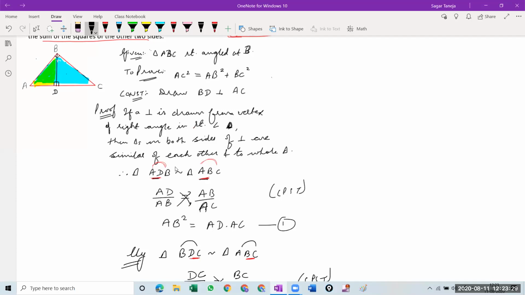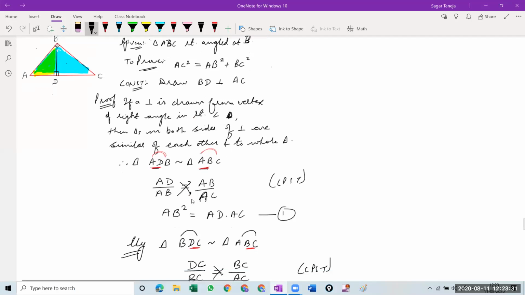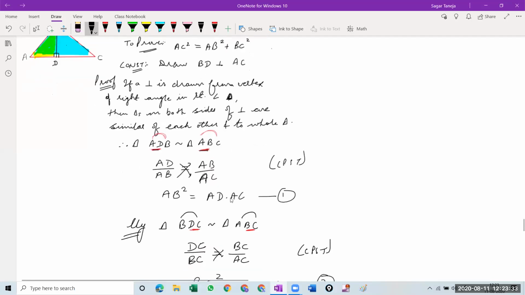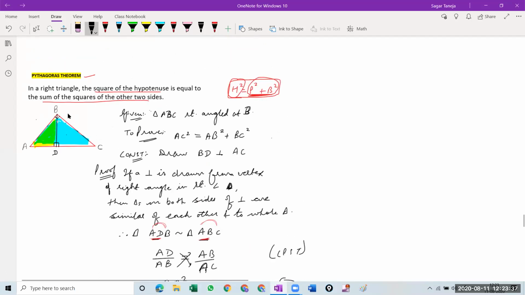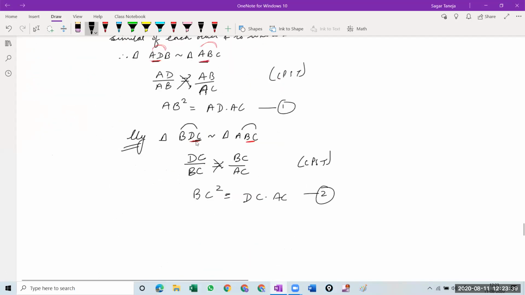First two and the first last, like this we can make this, and after that cross multiply: AB square equals AD into AC. Then again we have taken the other triangle BDC and the whole triangle ABC. Here now we have taken the last two, DC upon BC and BC upon AC. Then cross multiply again, then BC square equals DC into AC. If we add them, then we will be able to prove. Add 1 and 2.